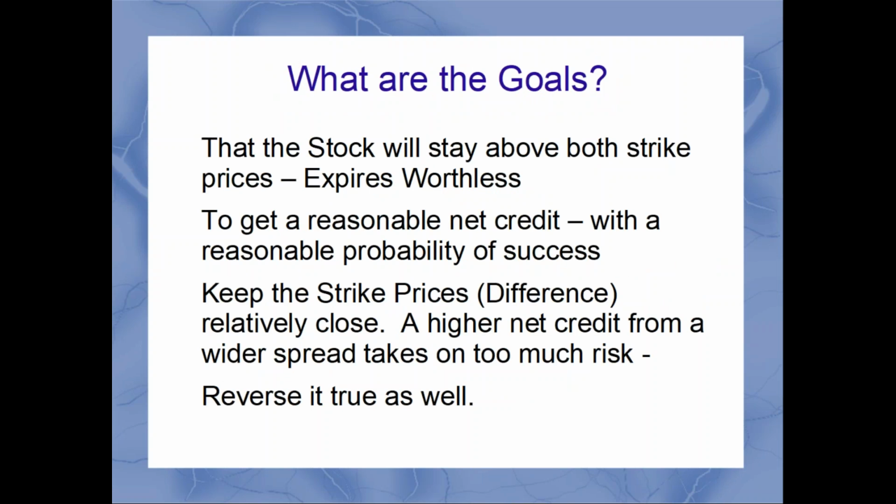Okay? What are the goals? Well, we want the stock to stay above both strike prices in the bull put credit. Both options expire worthless. We have the max return. What are the goals? To get a reasonable net credit with a reasonable probability of success. What do I mean by that? Well, in general, if I'm looking for a probability of success, probability the stock will remain above my short put strike price of 75% or more, which might equate to using a delta of, let's say, negative 0.25 or less on the short option.